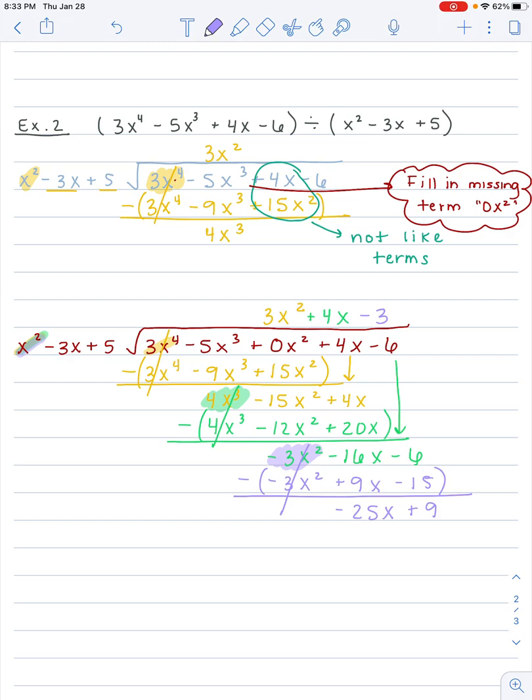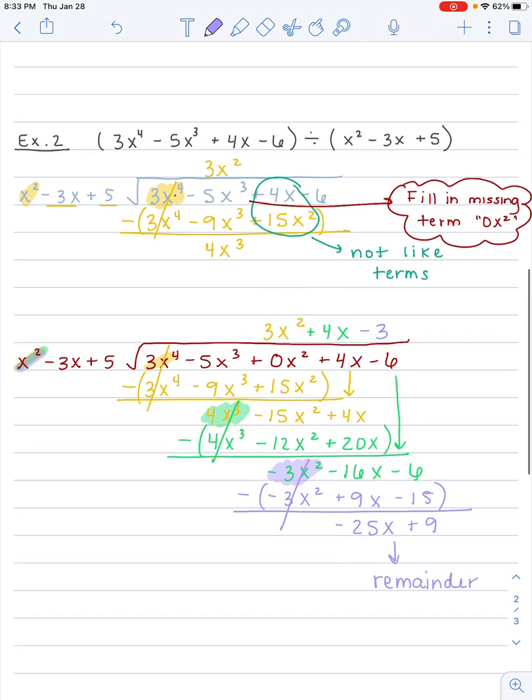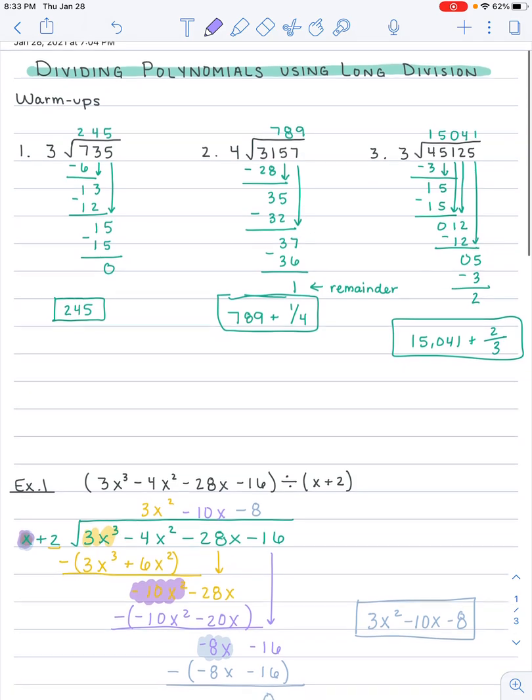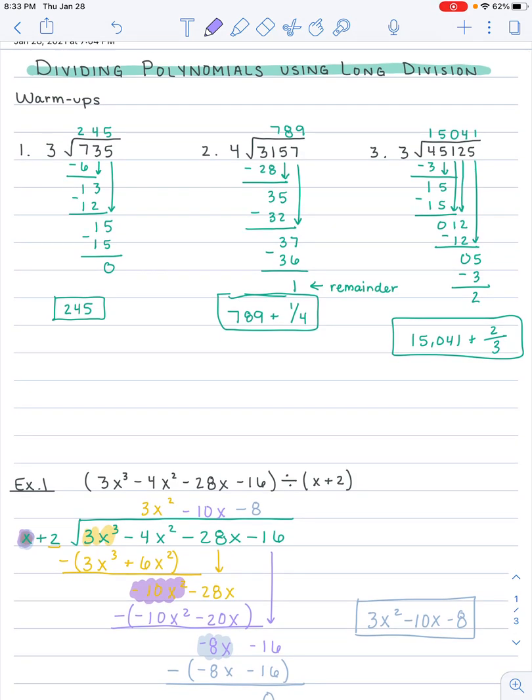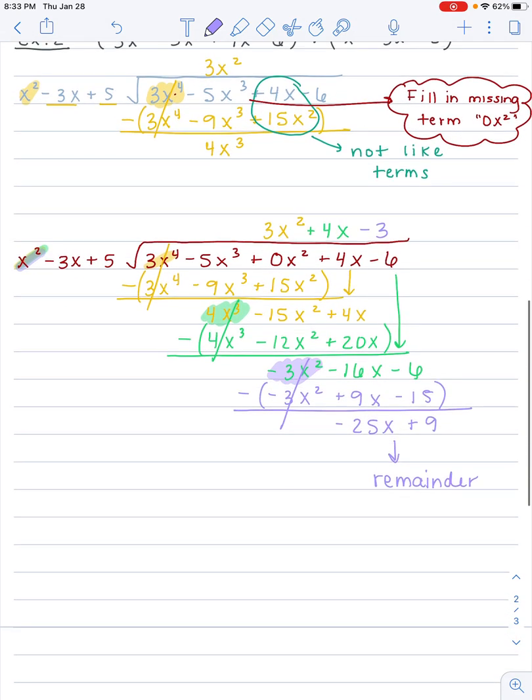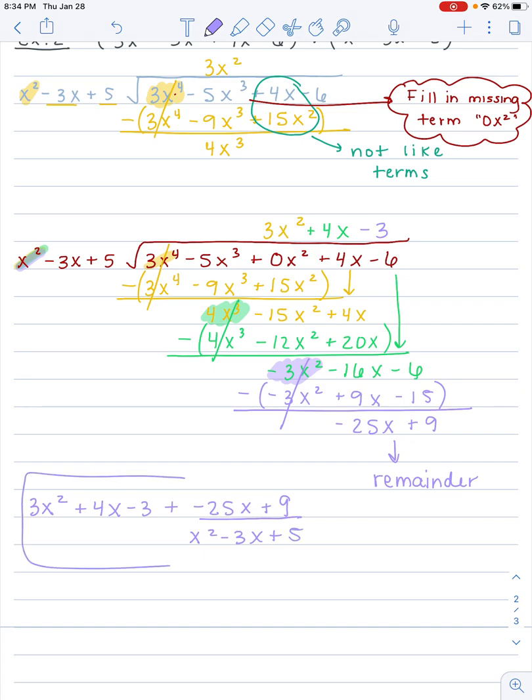Now, if we try to keep going, we can't make x squared go into negative 25x, right? The degree is too high, so we would call this our remainder. And just like we did before with the numbers, when we write our answer, we write the number we got on top plus your remainder divided by your divisor. So I would say my final answer here is 3x squared plus 4x minus 3 plus my remainder, negative 25x plus 9, divided by that divisor.